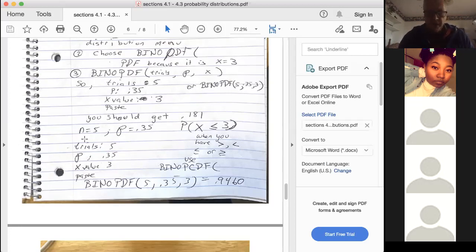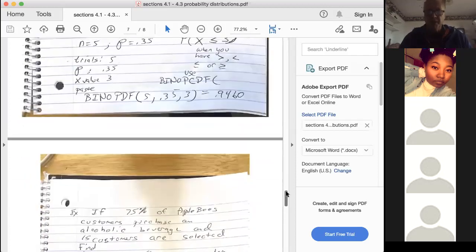And I'm going to do it the same way, except it's going to have a C here instead of a P: 5, 0.35, and 3, and then paste, or binomial CDF, and it's going to be 5, comma, 0.35, comma, 3. And you should get 0.9460. So that means if I added the probability of 0, 1, 2, and 3 together, that's what I get.